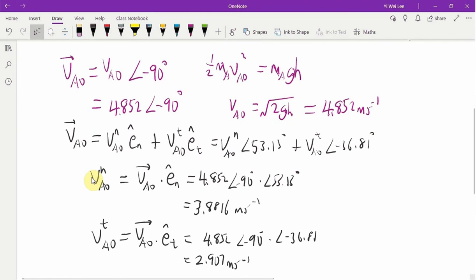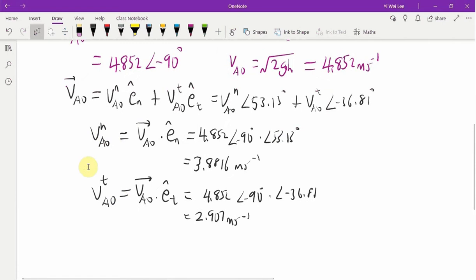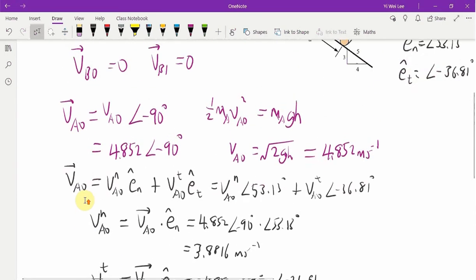Now I want to stress how important it is to get VA naught N and VA naught T. To get VA naught N, you take the total initial velocity of A before collision and dot product with a unit vector in the direction perpendicular to the collision plane. That way you get VA naught N, because it's the component of the velocity before collision which is perpendicular to the collision plane. So we have solved VA naught N and VA naught T.